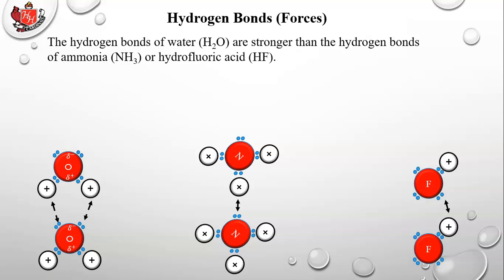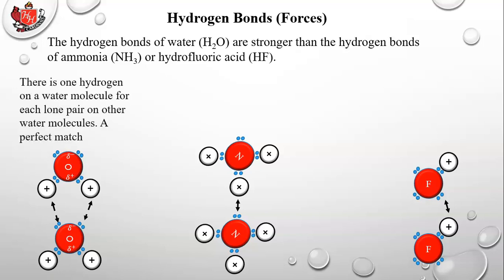The hydrogen bonds of water, H2O, are stronger than the hydrogen bonds of ammonia, NH3, or hydrofluoric acid. So why is that? There is 1 hydrogen on a water molecule for each lone pair on other water molecules. That's a perfect match. So you have 2 hydrogens, 2 protons, and you have 2 lone pairs. So it's a 2-to-2 or a 1-to-1 match.